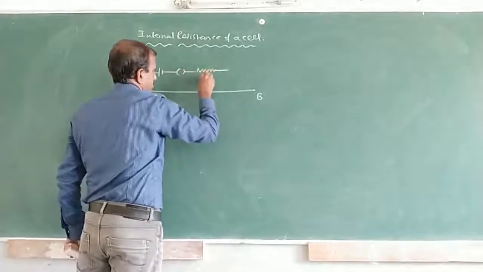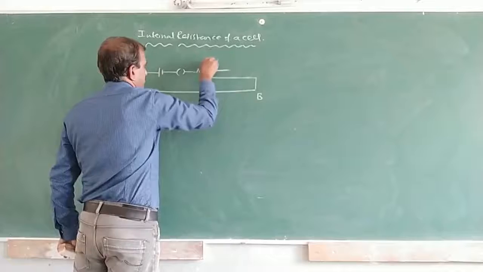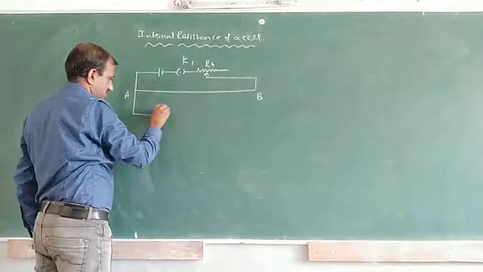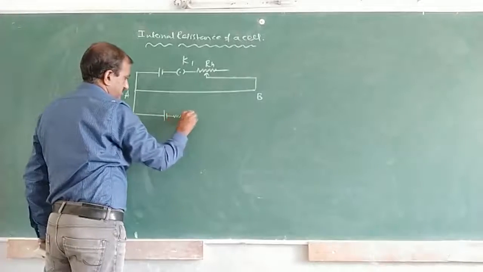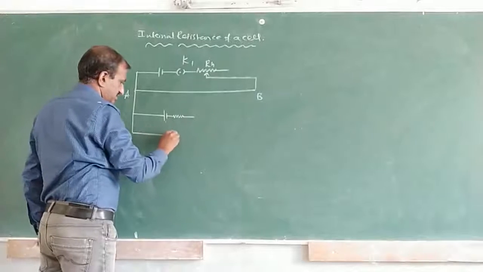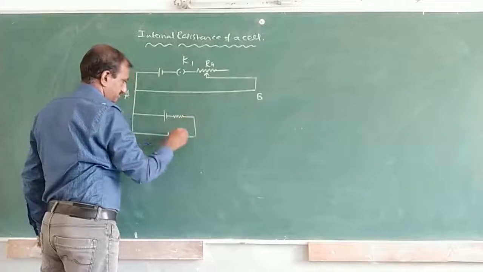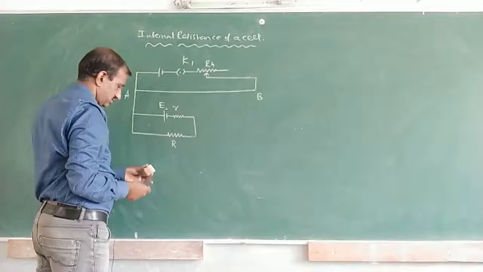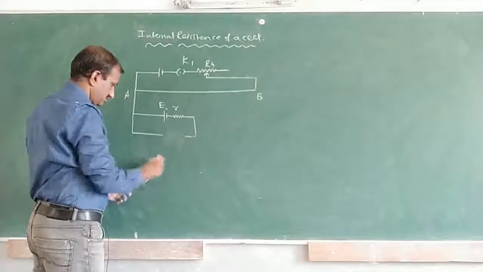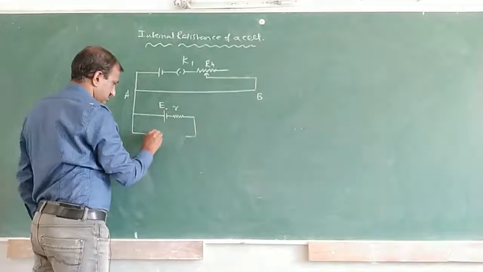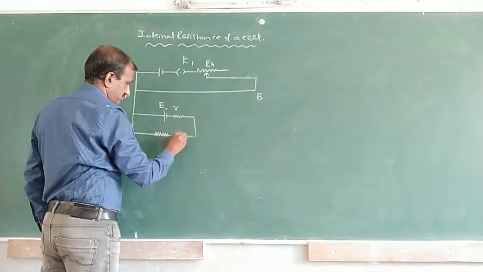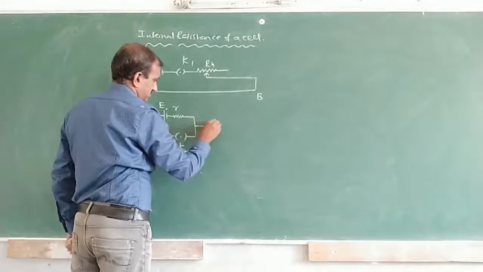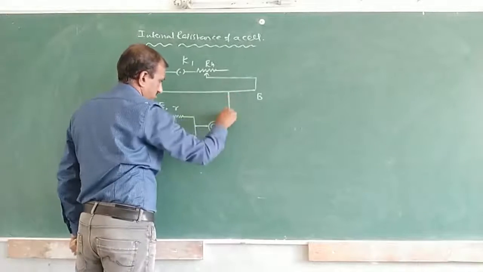Above the wire, this is the rheostat connected to the terminal B. This is plug key K1. Below the circuit, this is a cell of EMF E and internal resistance r. This is an external resistor connected parallel to the cell of EMF E and internal resistance r. This is the external resistor R. This external resistor R is connected through a plug key. This is the resistor and this is the plug key K2. These two, the parallel circuit, are connected to the galvanometer through a pointer.